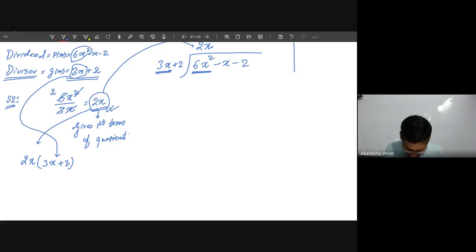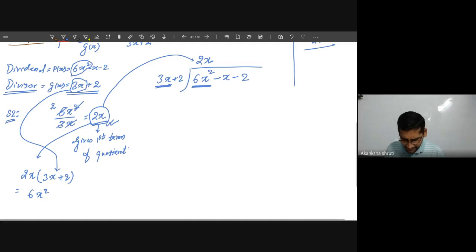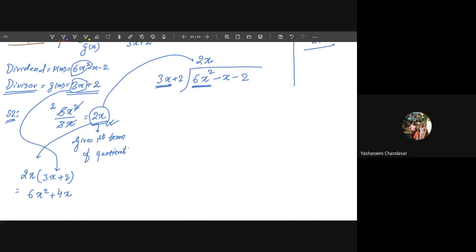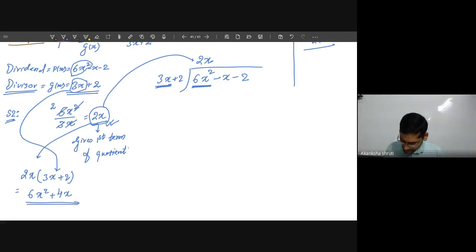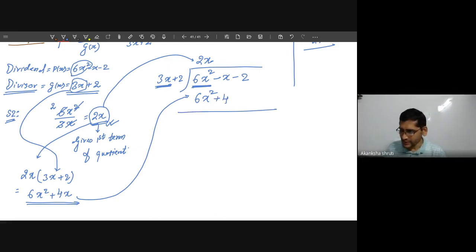We have to apply the distributive property. It becomes 2x times 3x, which is 6x square. We will get the same 6x square that we divided. But the other thing we will obtain is 2x times 2, which is plus 4x. Yes, student, are you getting this? Whatever 6x square plus 4x you have obtained, now you have to write below this. So write it: 6x square plus 4x. Then you have to draw the other line. Student, are you getting this much?